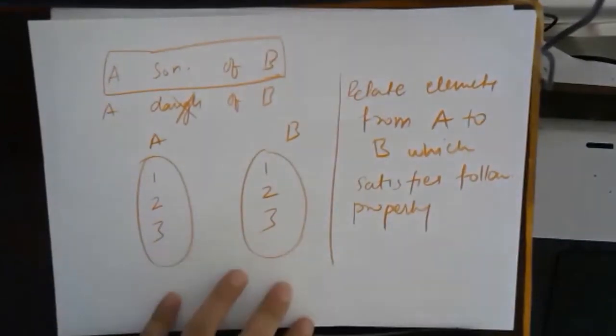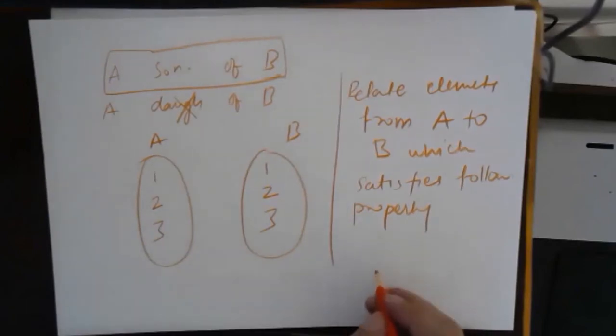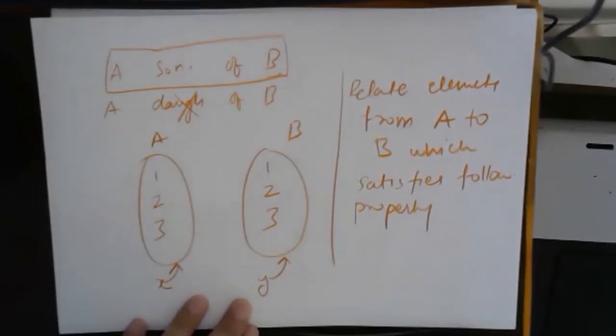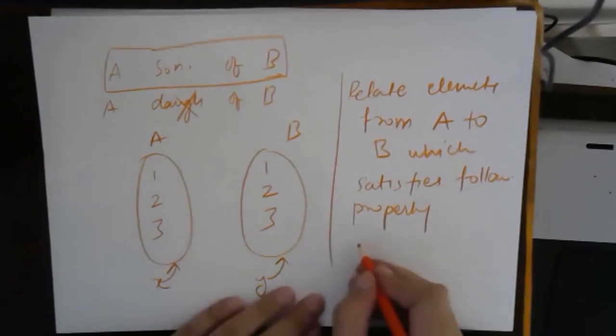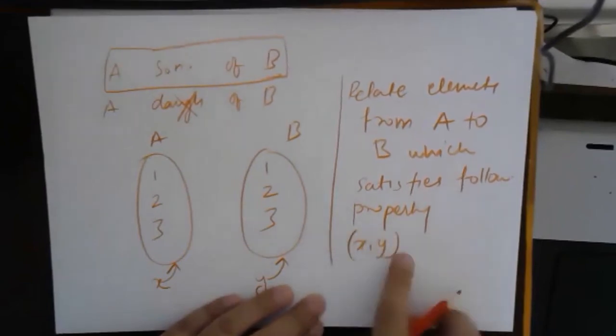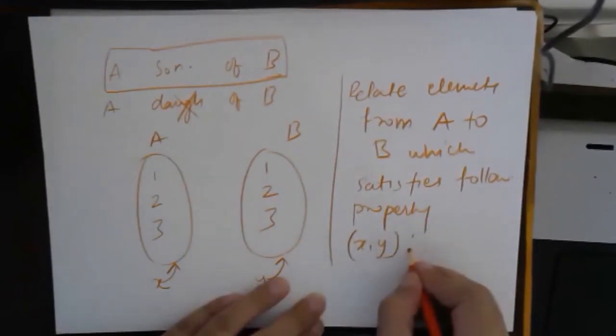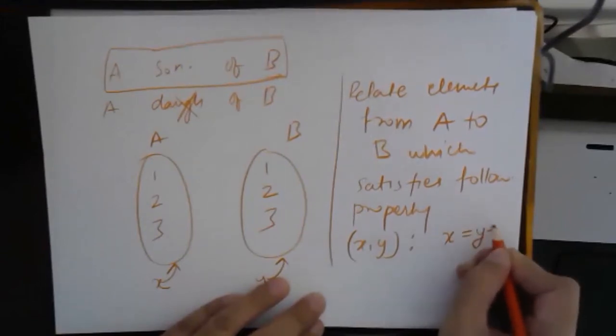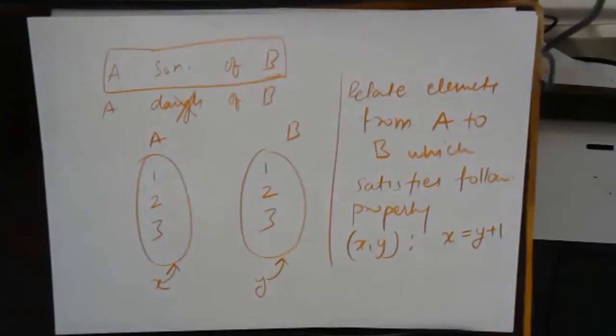Which satisfies the following property. I'm saying that every element of A I'm representing as X, and every element of B I'm representing as Y, which satisfies a particular property such that (X, Y), you have to write the element in this way, X comma Y, such that X is equal to Y plus 1.